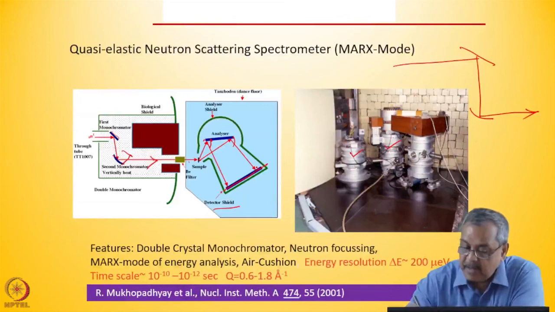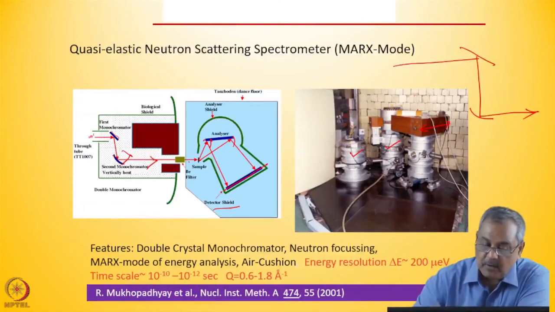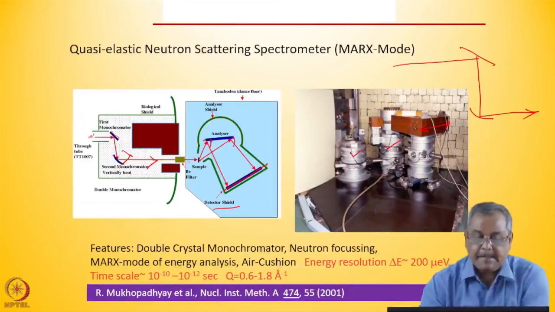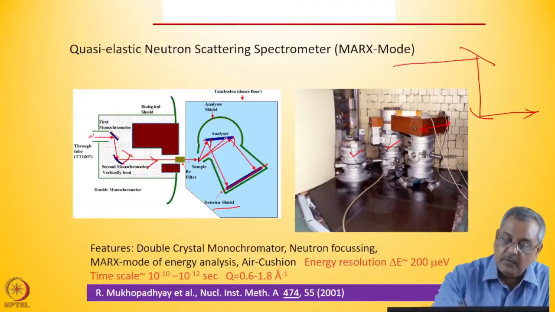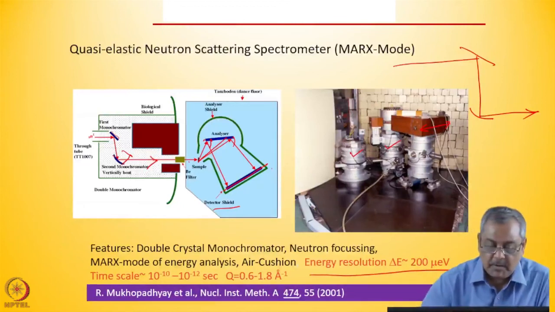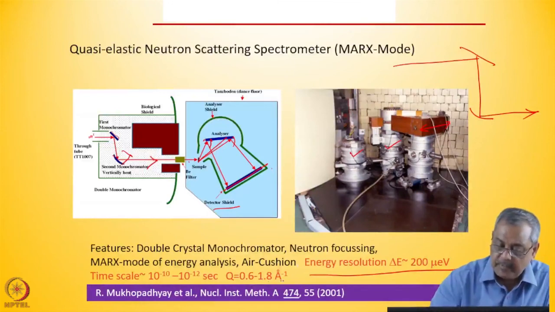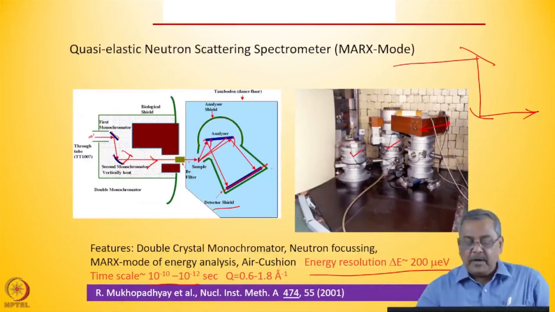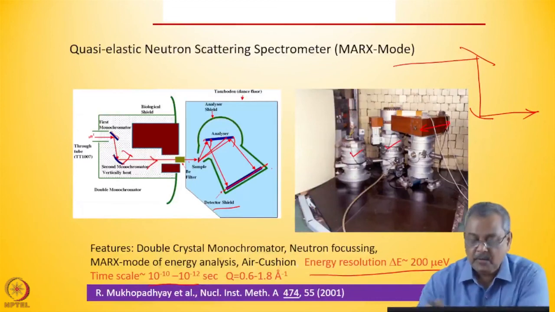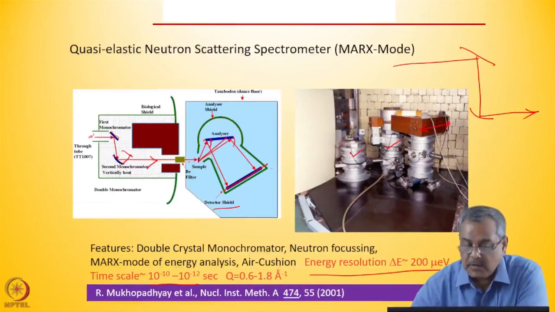So that's why you can see the analyzer arm is there, and this is the one-dimensional detector arm, and the detector can rotate around the analyzer to change the energy range. So in one setting we get a certain energy range, and for this setting the average Q value is given. So I can have an energy resolution of 200 microelectron volt, and the typical Q range is 0.6 to 1.8 angstrom inverse, and time scales are 0.1 nanosecond to 10 to the minus 12 seconds, or picosecond. So the energy resolution is around 200 microelectron volts, and I can study diffusion or stochastic motions using this spectrometer.